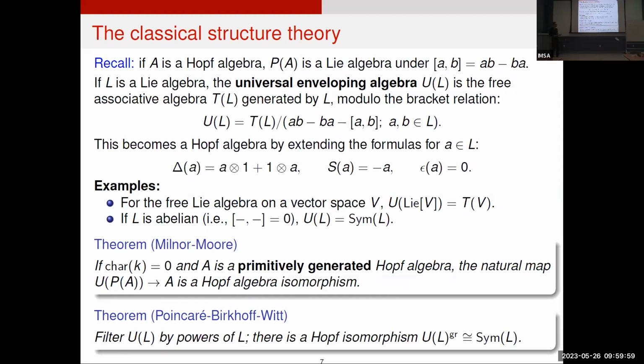So for instance, like we were saying earlier, the enveloping algebra of the free Lie algebra on V is the tensor algebra. Read backwards, the primitives of the tensor algebra are the free Lie algebra. On the other hand, if we make L abelian, if we make all of the brackets 0, then what am I doing? I'm taking A times B minus B times A and setting that equal to 0. Therefore I've made this not the free associative algebra, but the free commutative algebra.